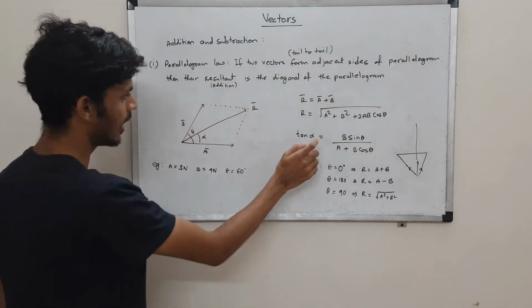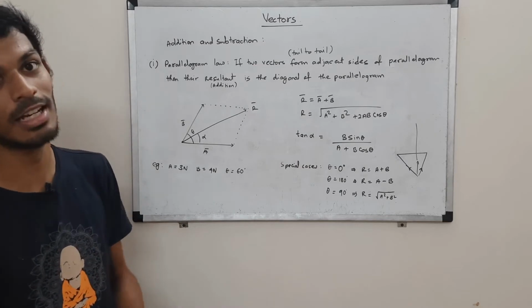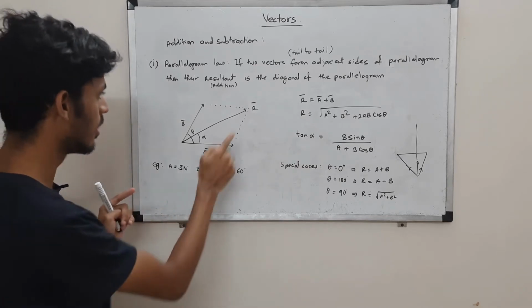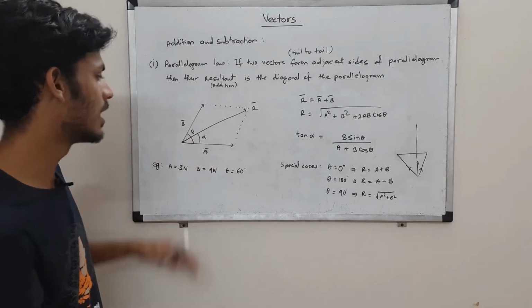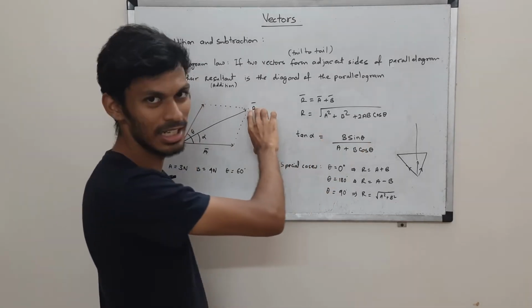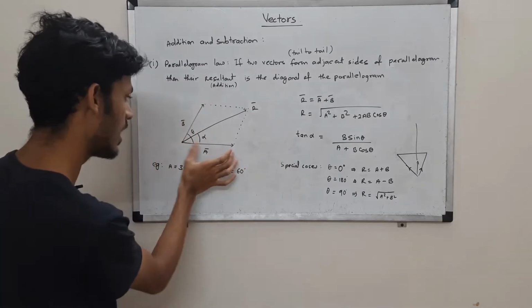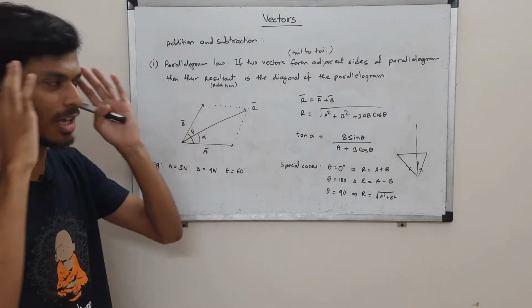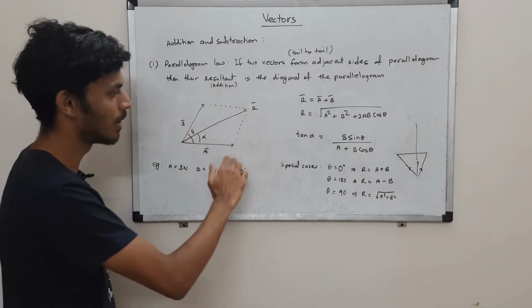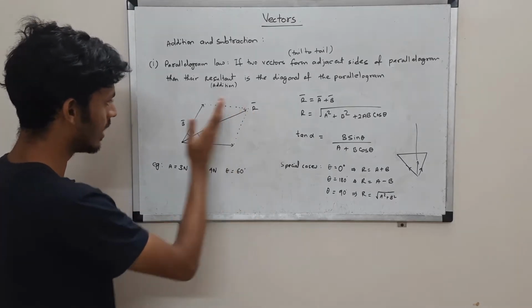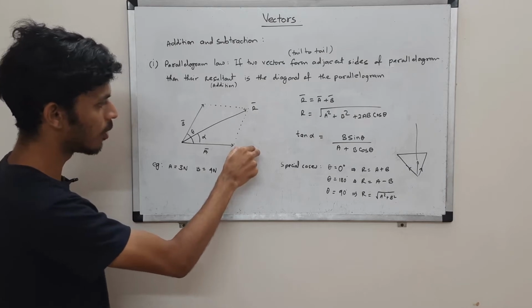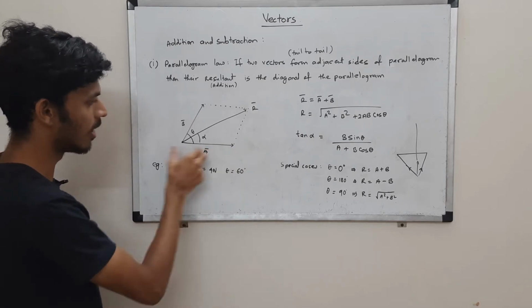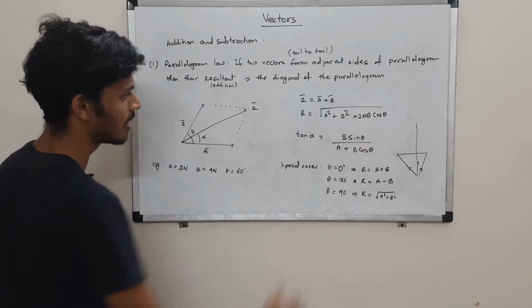And tan of alpha, where alpha is the angle which the resultant makes with the first vector, vector A. Basically it is B sin theta over A plus B cos theta. If you can imagine it, when you drop the perpendicular, here it will be B sin theta, and this will be B cos theta, right? So A plus B cos theta is the adjacent side, and B sin theta is the opposite side.